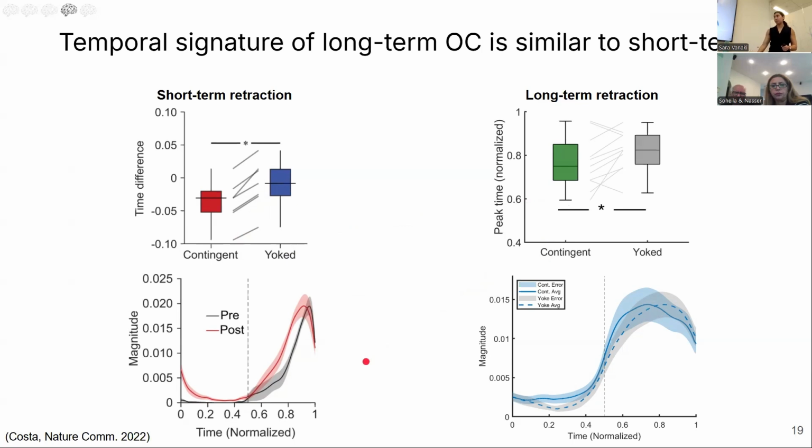What he's looking at for the pre and post on the bottom: pre means before operant conditioning, post means after. So we can still see that the temporal shift and the peak points look similar to what ours are doing comparatively. So that's one point. We found that the temporal signature between short-term and long-term memory is similar in this operant conditioning paradigm.